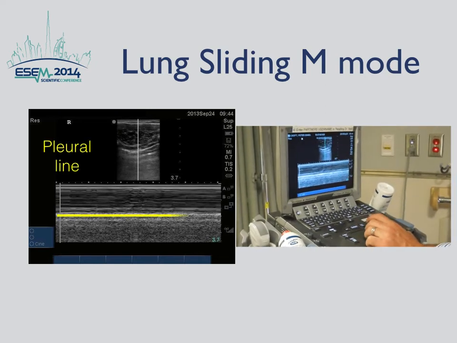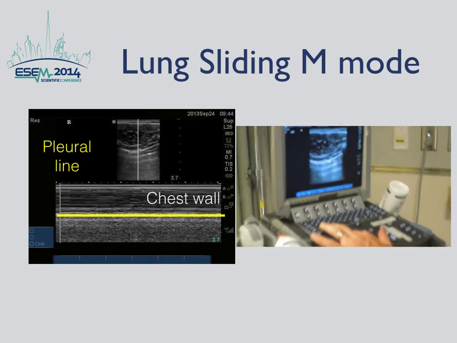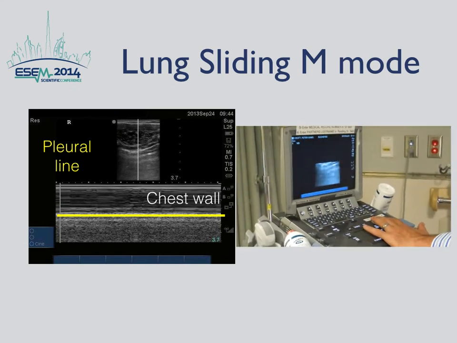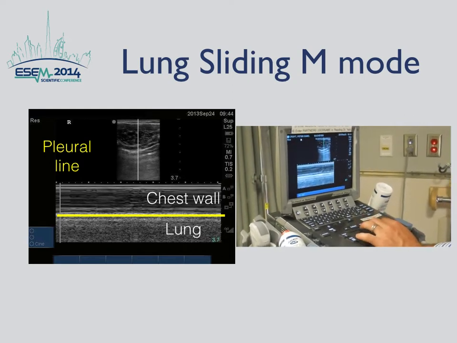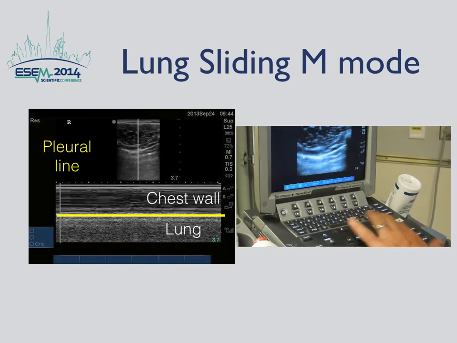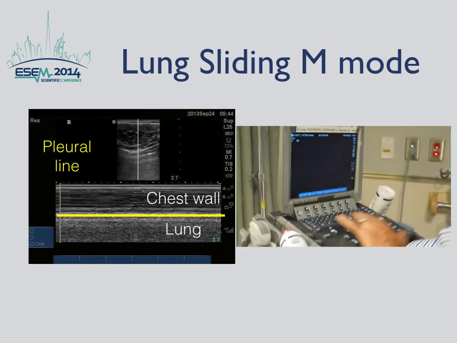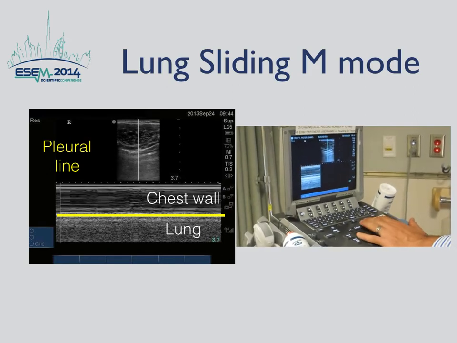So I just want to demonstrate this yellow line is the pleural line. Above this line, you'd see a static image. There's no movement of the chest wall. And below that, you'll see a grainier image demonstrating the movement of the pleural line. So this is a normal lung sliding demonstrated using M mode showing a seashore sign.